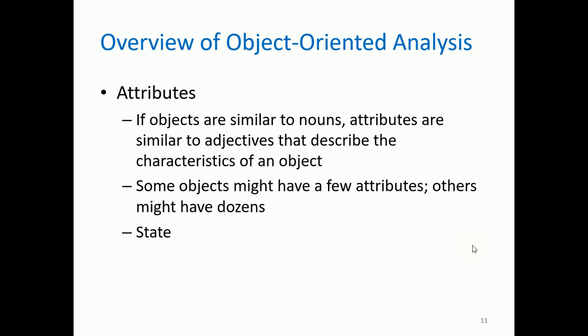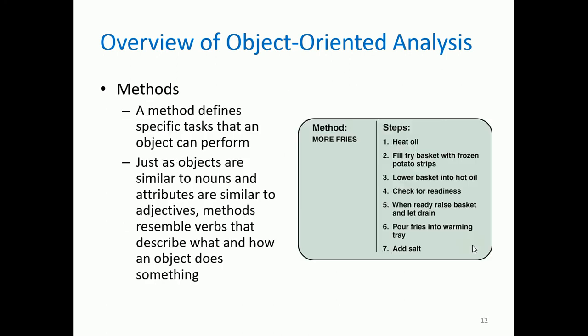So if objects are similar to nouns, attributes are similar to adjectives that describe the characteristics of an object. Some objects might have a few attributes, others might have dozens. Attributes also have their state. Okay, next is methods. A method defines specific tasks that an object can perform. Just as objects are similar to nouns and attributes are similar to adjectives, methods resemble verbs that describe what and how an object does something.